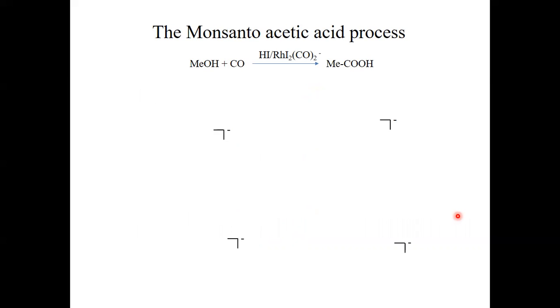Let us go to the next process, which is the Monsanto acetic acid process. This is the industrial way to make acetic acid. It also uses an organometallic catalyst, in this case a rhodium complex, Rh I2(CO)2 minus, in conjunction with a second catalyst, which is hydrogen iodide. So we have here a cold catalytic system, which is able to react methanol with carbon monoxide to form acetic acid.